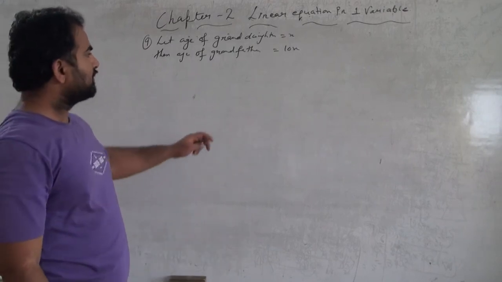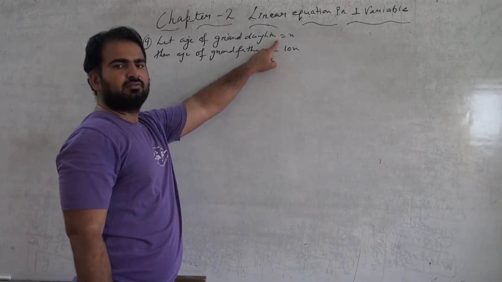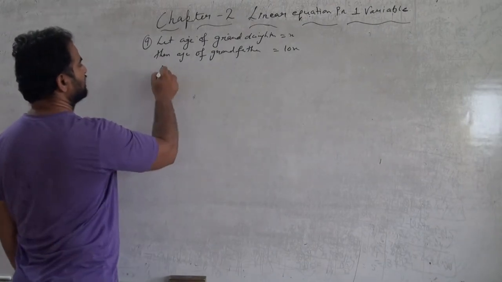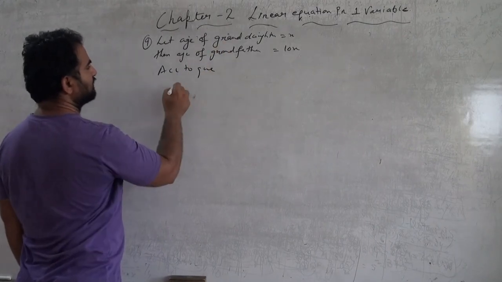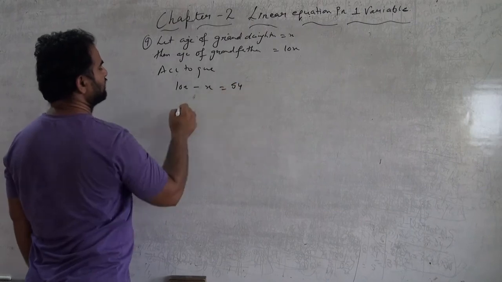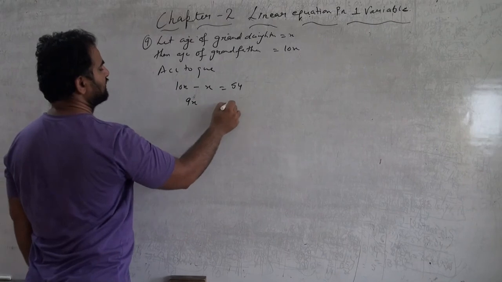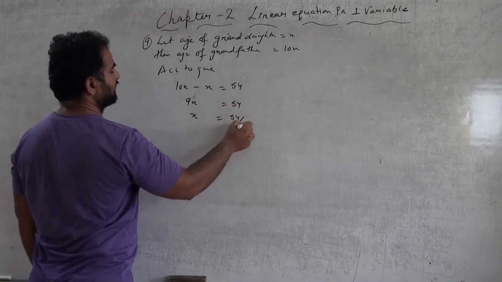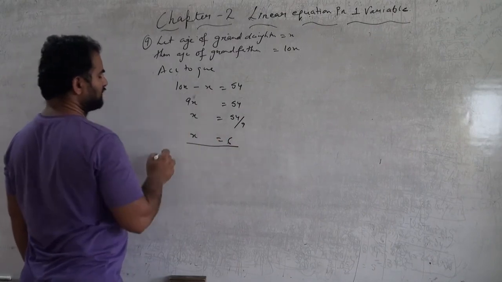So what we have to do? When we subtract the age of grandfather and granddaughter, we get 54. So we can say that according to the question, their age difference is 54. So 10x minus x equals 54. So 10x minus x will be 9x equals 54. x will be 54 by 9. x will be 6.